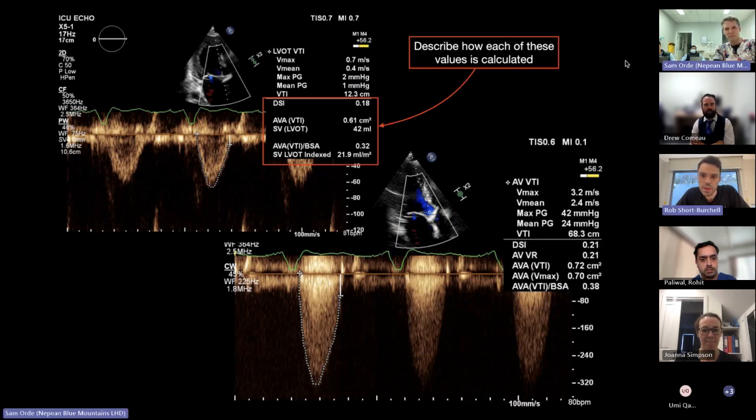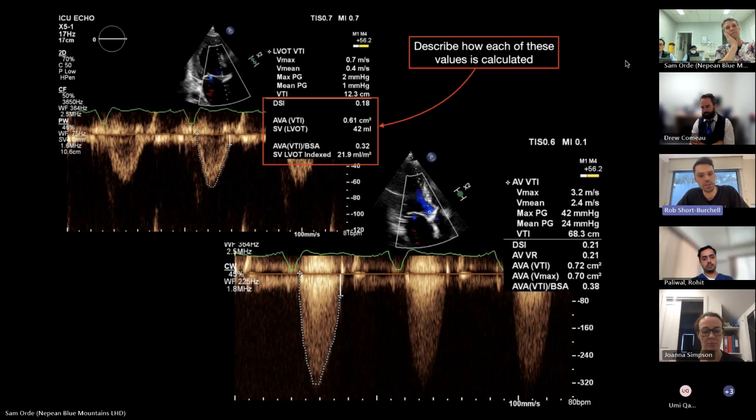Okay, so these are some other images, and you just need to describe how each of the values in that red box are derived, please. Okay, so the stroke volume is derived from the VTI from the LVOT trace. So that calculates the stroke distance, and then we can times that by the cross-sectional area of the LVOT, and that will give us a stroke volume.